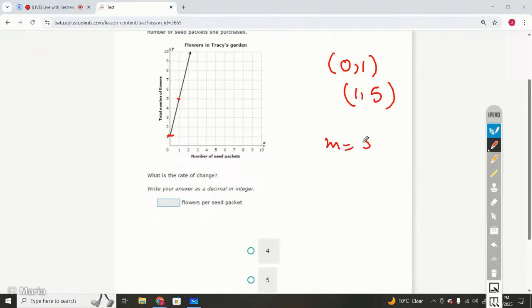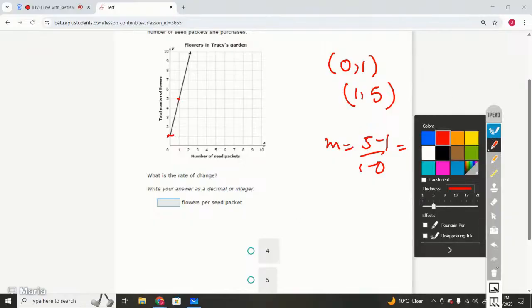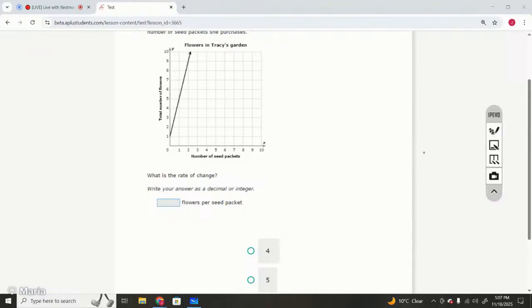So the slope is 5 minus 1 divided by 1 minus 0. That is 4 over 1. So the correct option is 4. That means the slope of this graph is 4. Option number 1 is the correct option.